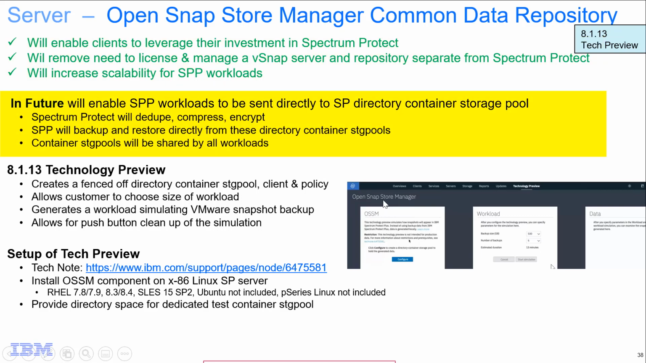So in the future, we will enable the Spectrum Protect Plus workloads to be sent directly to a Spectrum Protect directory container storage pool, and that storage pool would be shared with all of your normal Spectrum Protect data backups. Spectrum Protect will be doing the dedupe and then optionally the compression and encryption on that data that arrives from Spectrum Protect Plus. And then the Spectrum Protect Plus clients would be able to restore their data back from that directory container pool directly using all the different restore methods that are currently available to them.